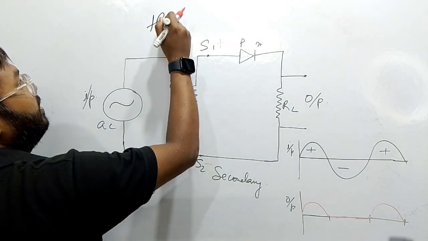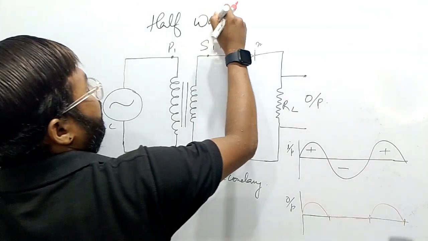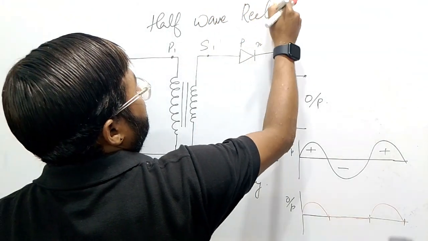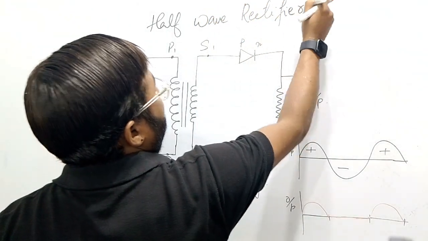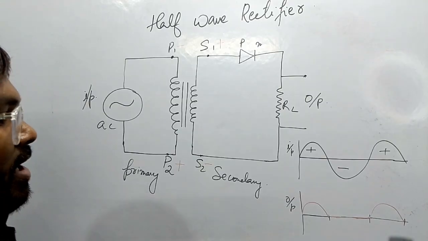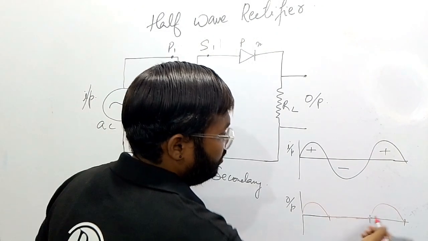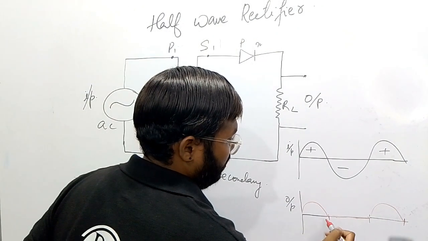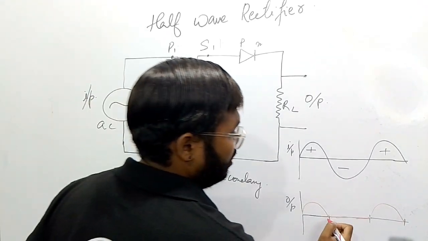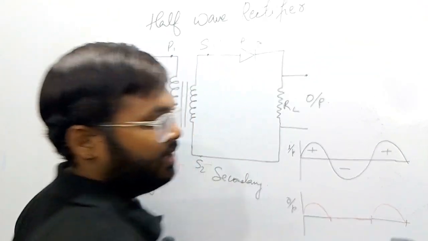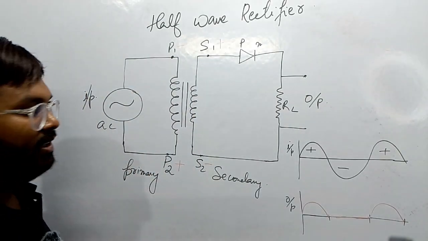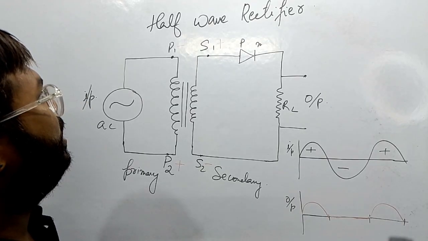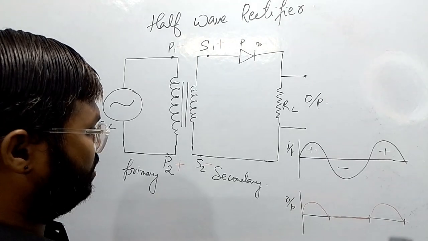This is a half wave rectifier. Clear? Half wave rectifier. What will be the output? Here you will get a positive half, and then you will not get anything, and then again you will get a positive half cycle. Clear? So this is the way how a half wave rectifier works.